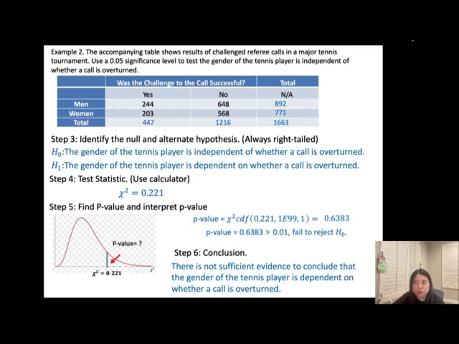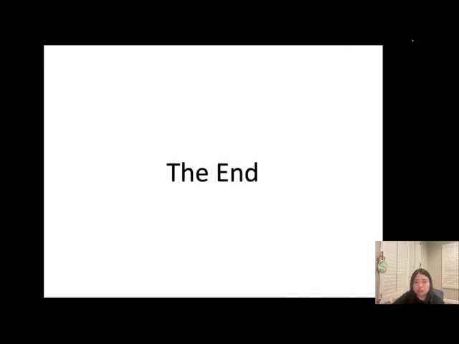Okay, so test of independence. We are talking about having only one sample with two variables and we want to know if they are independent of each other. Okay, that's it.